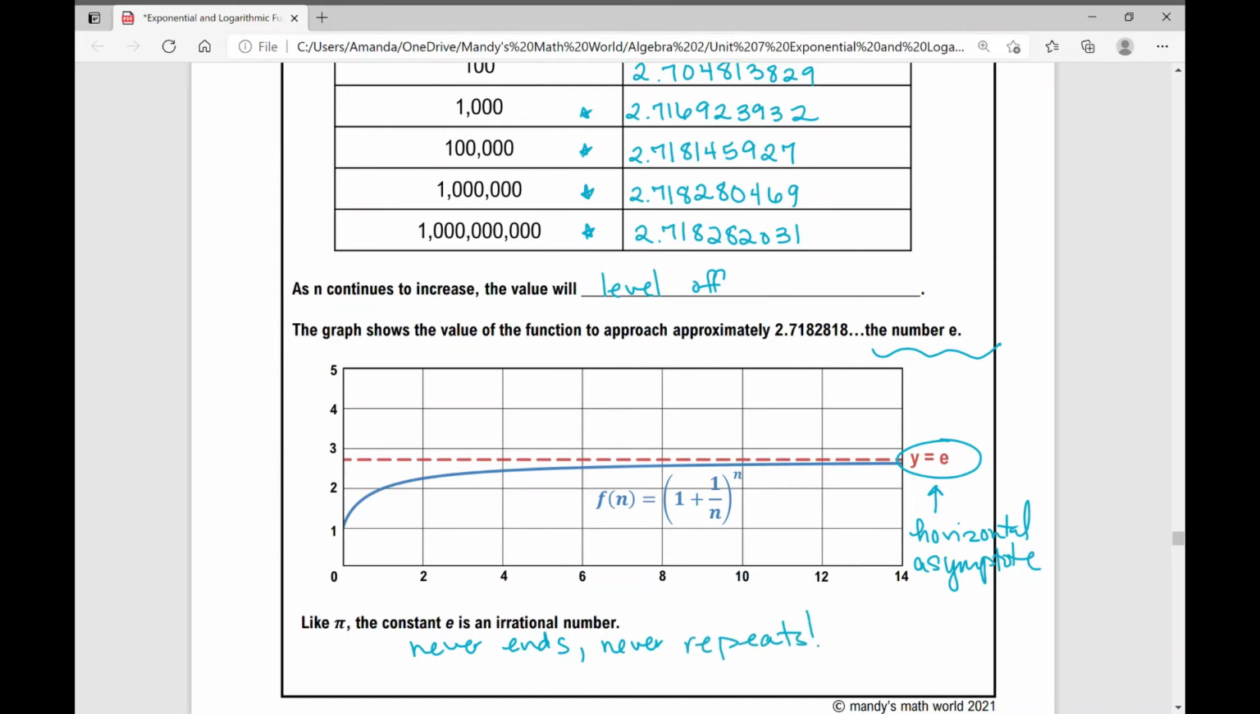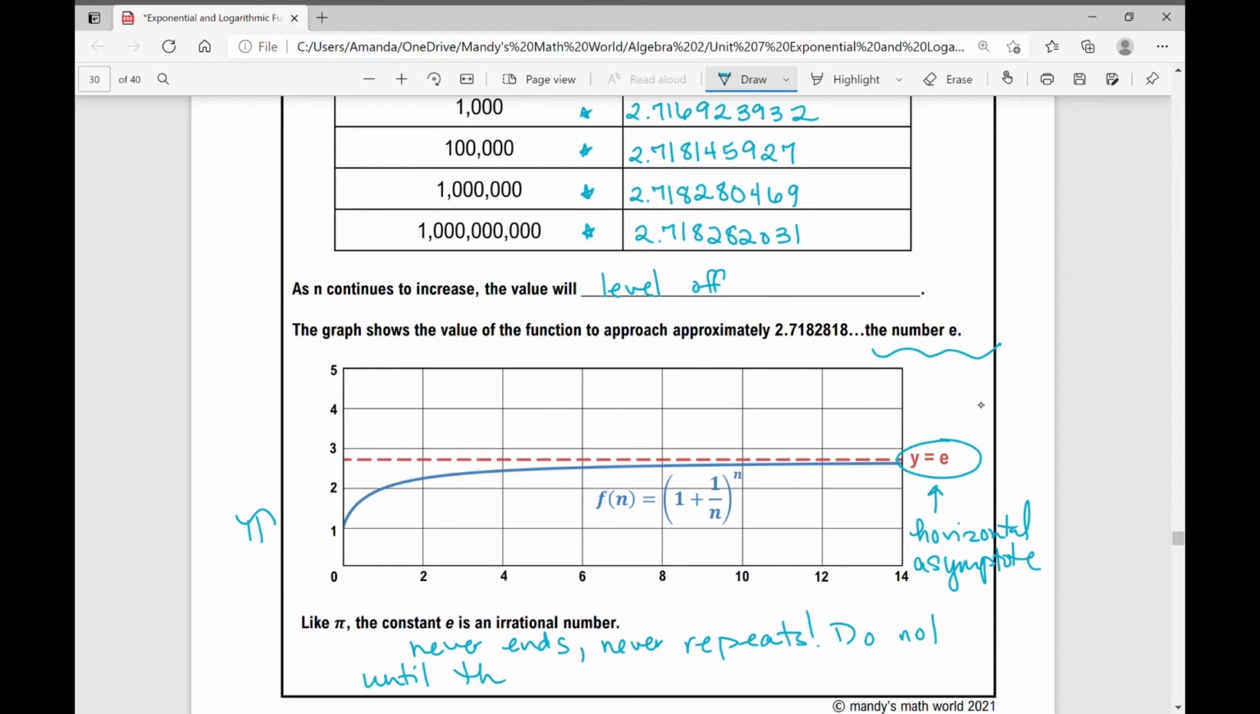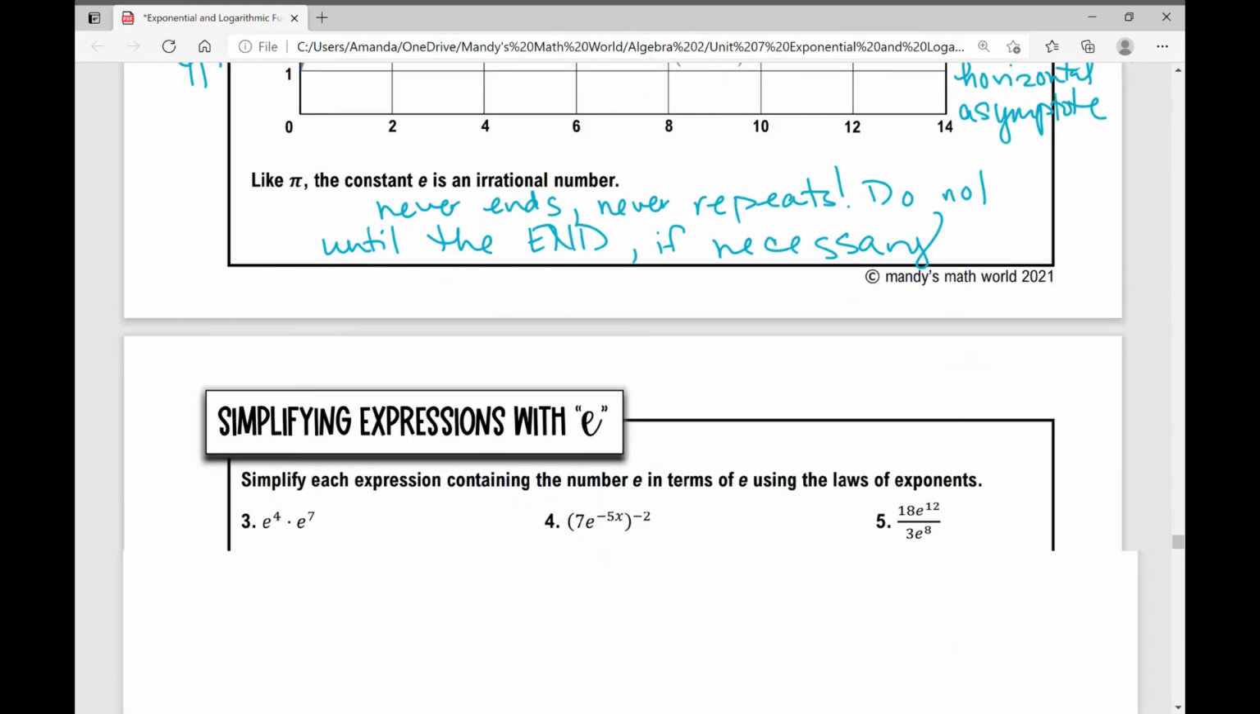Back in middle school, you probably used to round pi to 3.14, but you've learned in high school, especially geometry, that we do not round pi. We might leave answers in terms of pi, or we might use the pi button on our calculator when we're solving problems, and then we'll round at the very end. You're going to do the same thing with the number e. So do not round until the end of a problem, and that's if necessary. A lot of problems will have you leave your answers in terms of e, just like you had to leave answers in terms of pi.